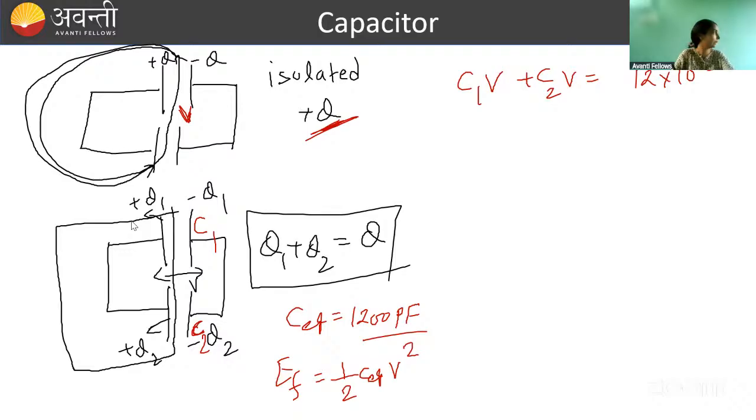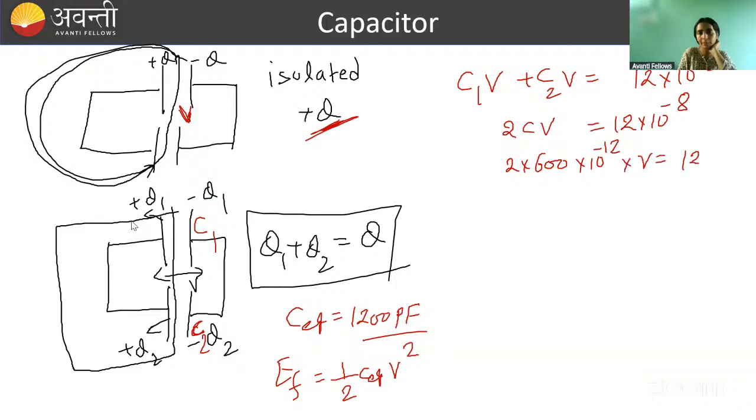Now solve it. ठीक है, C1 और C2 तुम्हारा क्या है? Equal है. So you will write here 2CV, and this is equal to 12 into 10 to the power minus 8. If you solve it, 2 into 600 into 10 to the power minus 12. Okay, somebody help me. How much value are we getting? So I will be taking his answers. What did you get? Okay, Thanush, how did you get 1200? Which 1200?